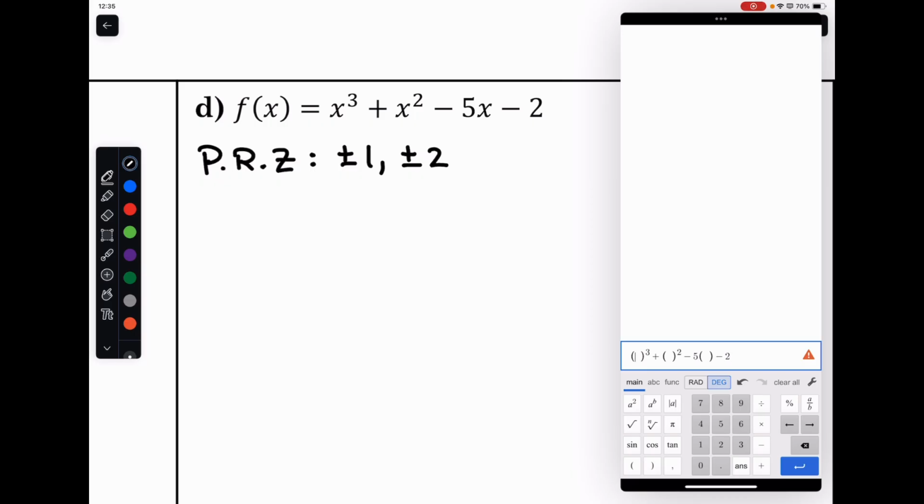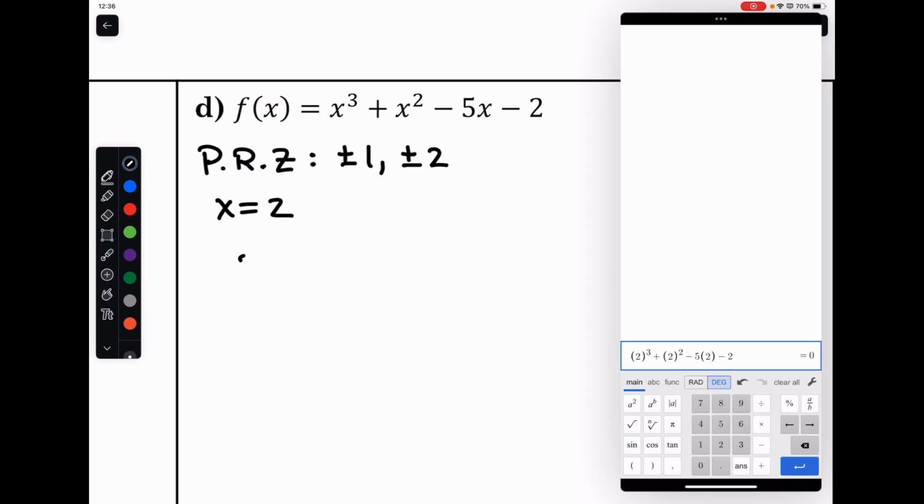Let's start off with 1. And I do not get 0. So let's do negative 1. That doesn't give me 0. So let's try positive 2. And that does give me 0, okay? So x equals 2 is one of our solutions.